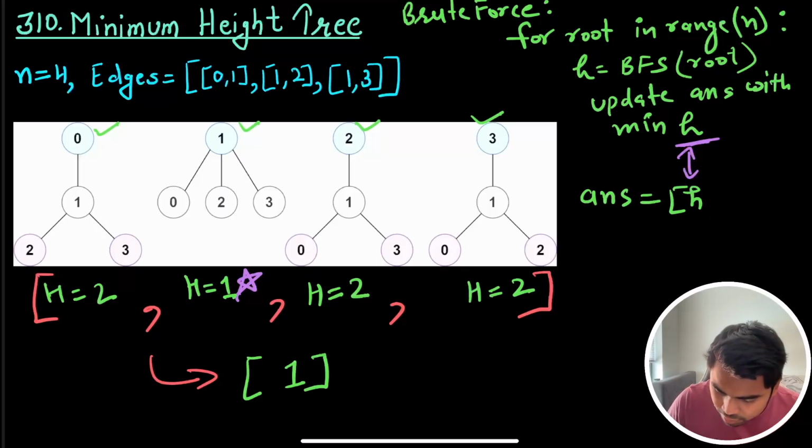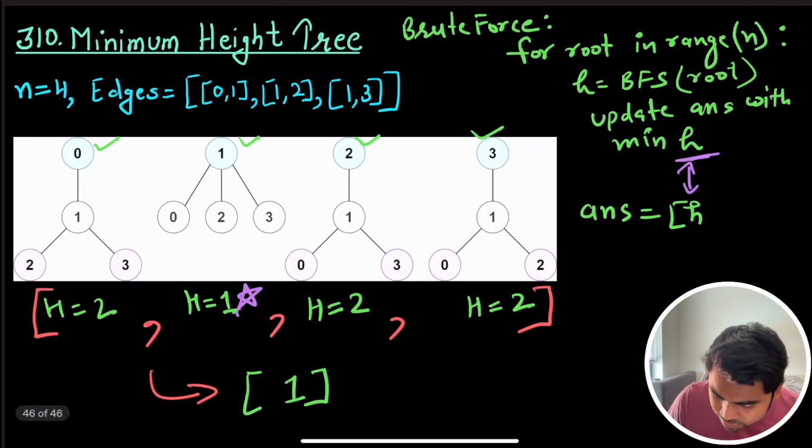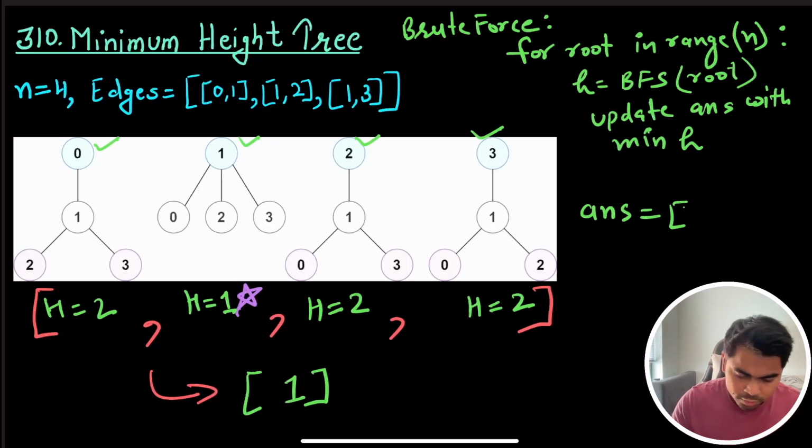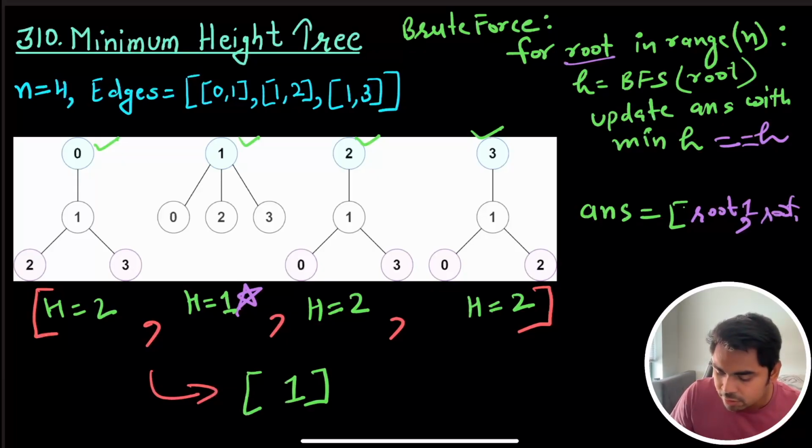Okay, so let's say this is not the h, by the way. This is not the h, this is the name of the root. So let's say this returns h, so this root will become the answer. And if this h becomes equal to another h, then I will add this root 1 and root 2 as my answer. All right, I hope you're getting what I'm trying to say.